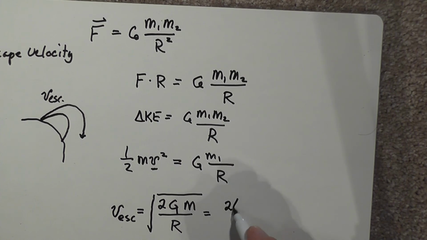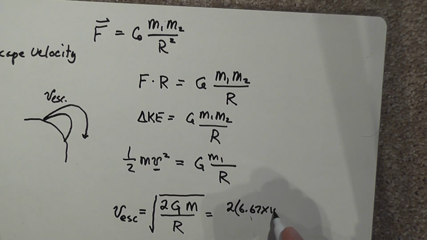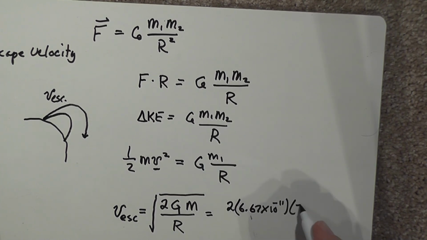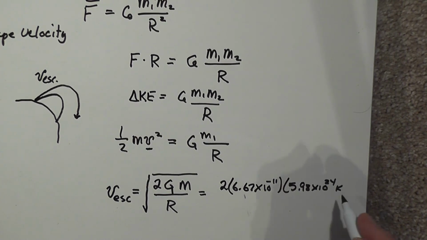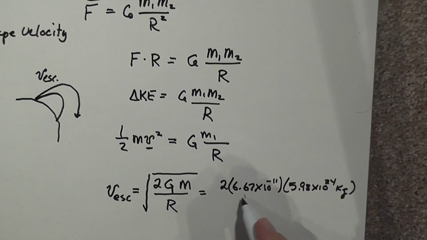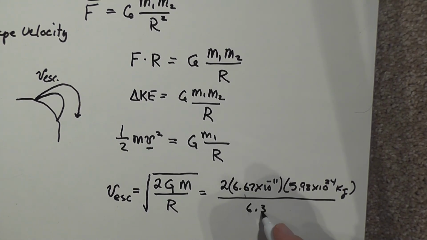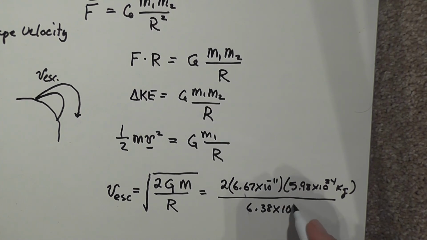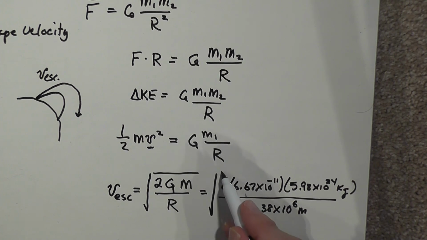This is 2 times 6.7 times 10 to the negative 11 times the mass of the Earth. Okay, and all this divided by what? The radius of the Earth, 6.38 times 10 to the 6 meters. Okay, and we don't square it. We do take the square root.